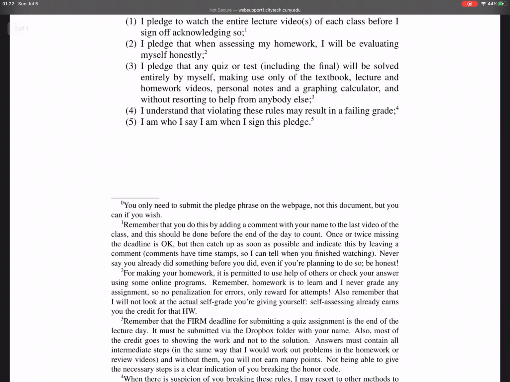And then 5, of course, it's kind of obvious: when you say that this is me, it should be you, right? The person that is registered for this course has to do this, and nobody else has to do this. Okay, so read this document carefully.